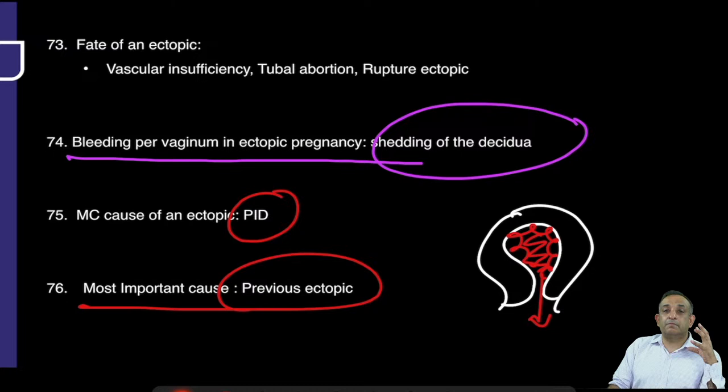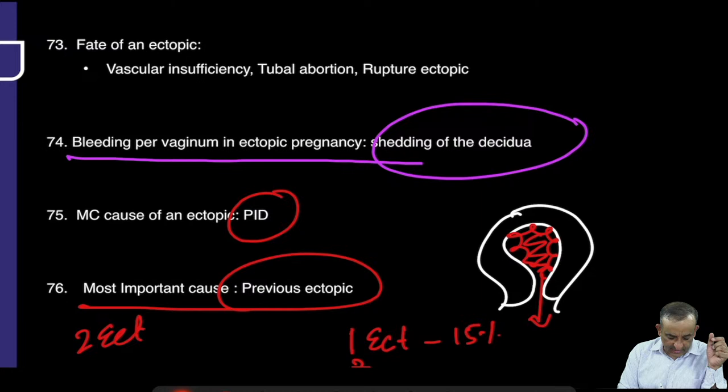I agree that if a woman had one ectopic, the next one is 15%. And if she's had two ectopic pregnancies, the next one is a 30% chance of an ectopic. So once an ectopic, next time, please rule out an ectopic pregnancy whenever she conceives. I agree with that. It's the most important cause of an ectopic, but not the commonest.